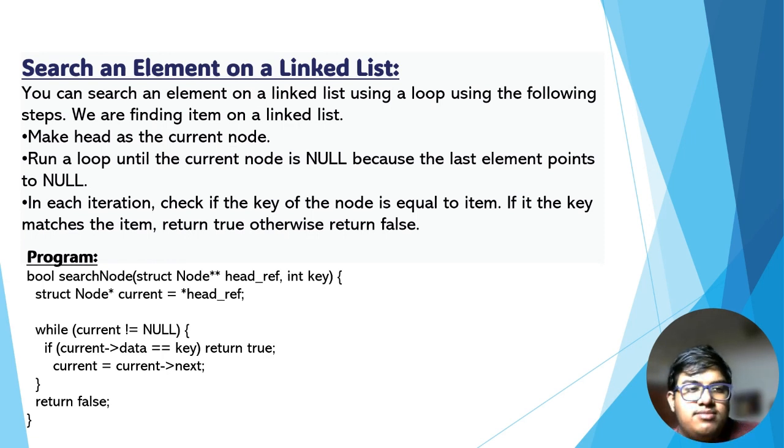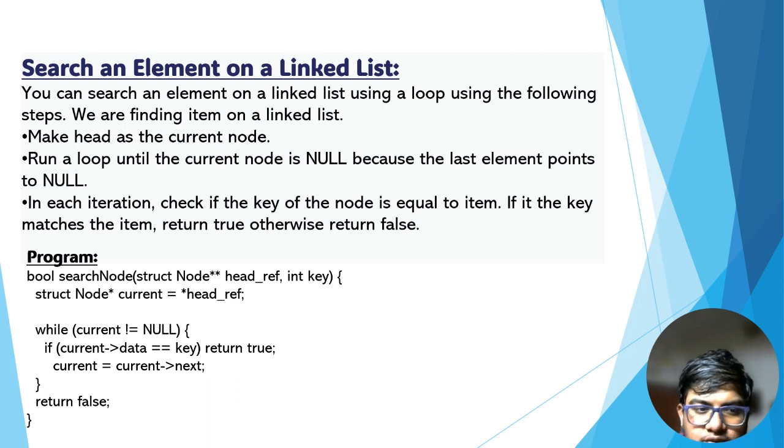Now, searching elements in a linked list. You can search for an element in a linked list using looping statements. First, we make the current node, where we are at, the head node. We run the loop until the current node is null, because the last element points to null.